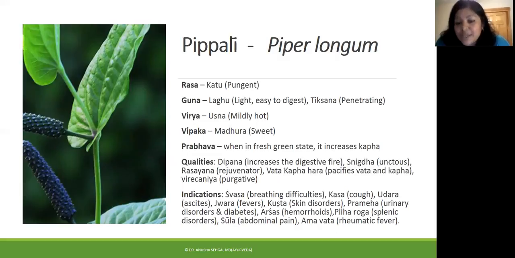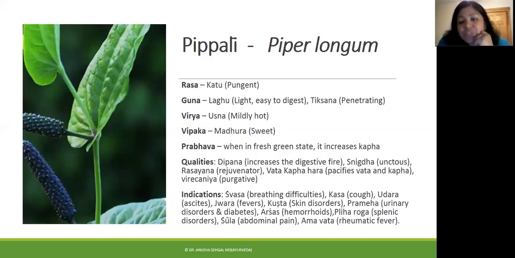And it also has other qualities. It is, of course, deepaniya. It increases the digestive fire, and it is snigdha, it is unctuous. So when it's in its green fresh state, it has more of that unctuous quality, or that snigdha quality, and that's why it can increase kapha. Other qualities, or gunas, that it has: it's a rasayana, or natural rejuvenator. It also helps in pacifying vata and kapha. And it also is virechaniya. It can induce purgation. It's purgative, okay? So these are some of the gunas.